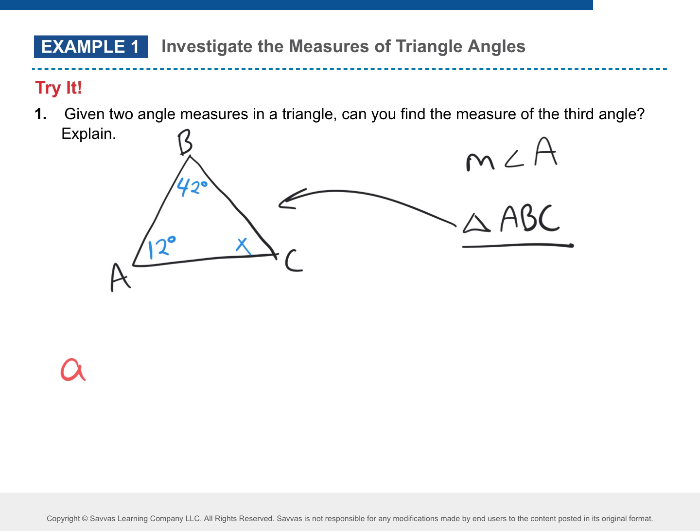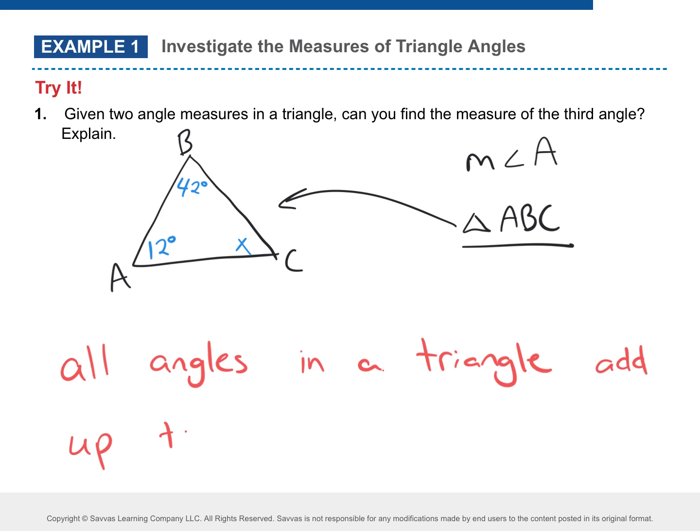So, write that down. All angles in a triangle add up to 180 degrees. Okay, that's the big new fact of today. No matter what triangle you're looking at, so any 3-sided shape, all the angles inside that shape add up to 180 degrees, no matter what it looks like.